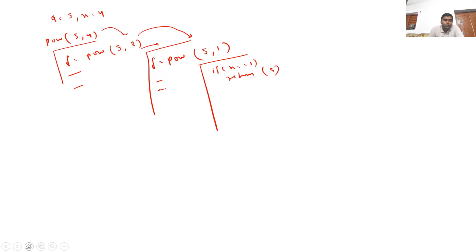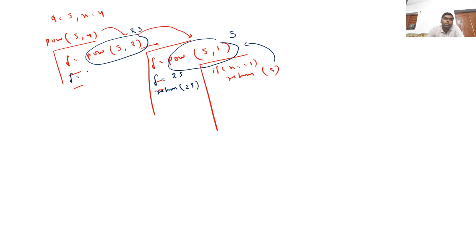Now let us see what will happen in this case. So here we are returning 5. So this entire result is 5. And here, f equals f into f. So 5 into 5 is 25. And here we are returning 25. So this entire thing will be called as 25. Now here two steps are involved, f into f. So 25 into 25 is going to be 625, and returning of f. So return 625.